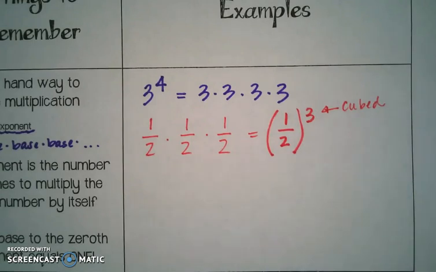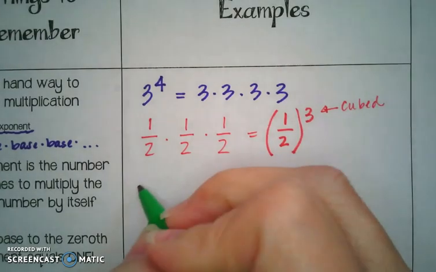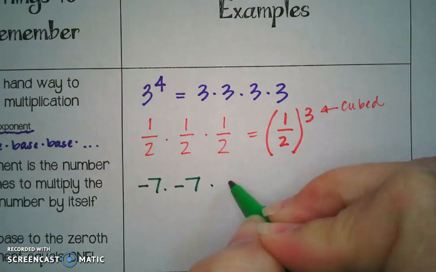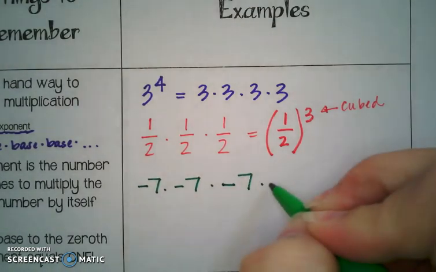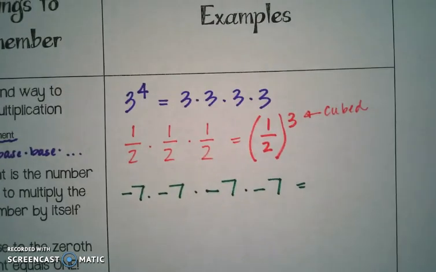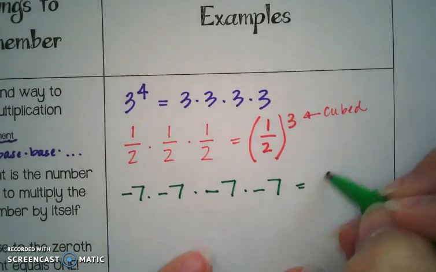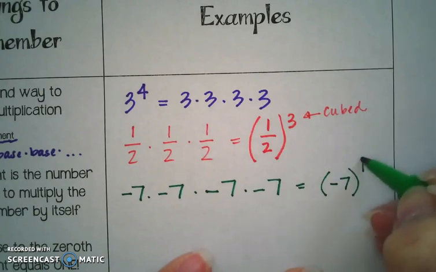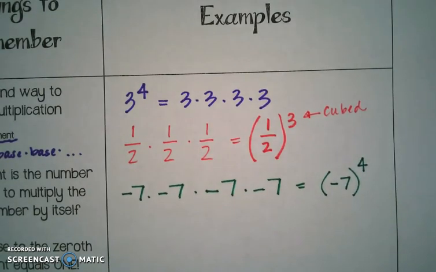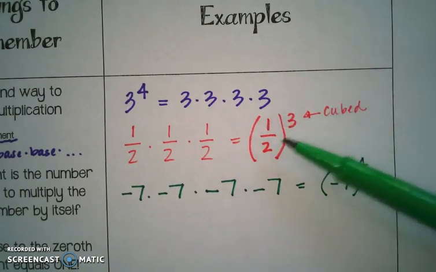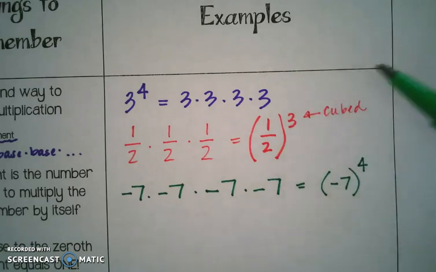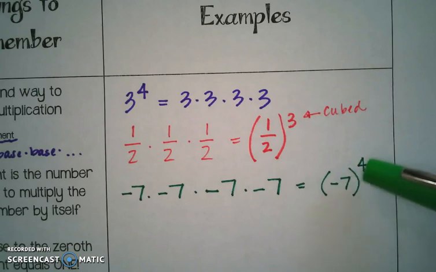All right. You could also have -7 times -7 times -7 times -7. When you write an exponent that uses a negative as the base number, again, you're going to use parentheses. Now, you might think it's not a big deal, but it is a big deal if you're using a calculator. Because if you put 1/2 to the 3rd power, it's only going to cube the last number you put in. And if you put -7 to the 4th power, it's only going to multiply the 7 by itself, not the negative. And so that can cause you to have a different answer.